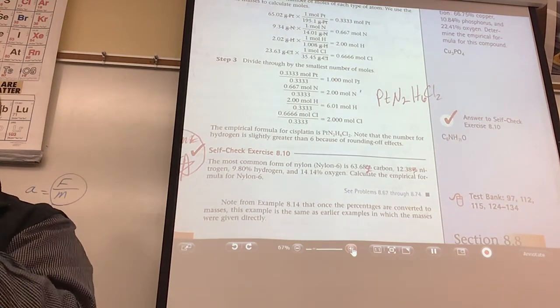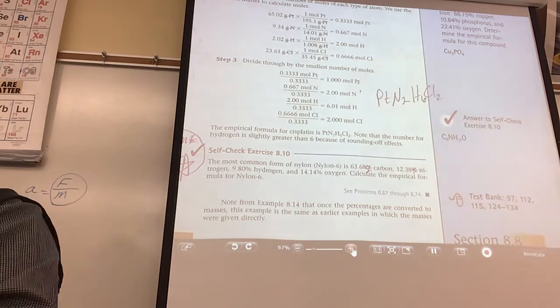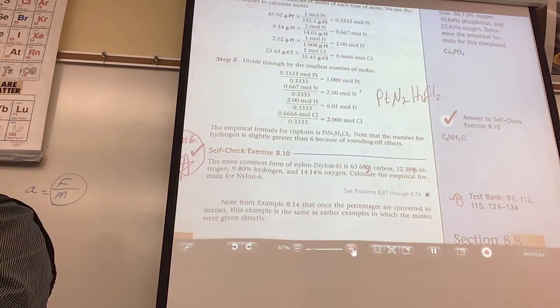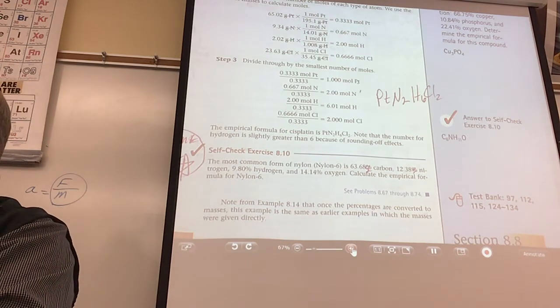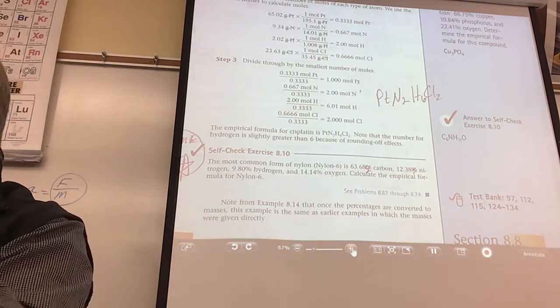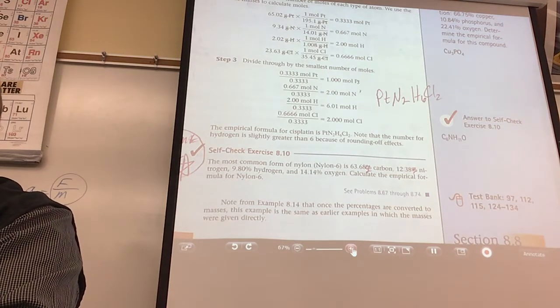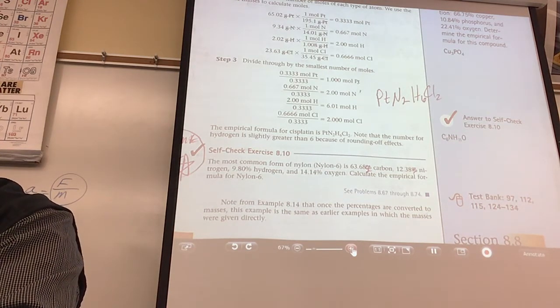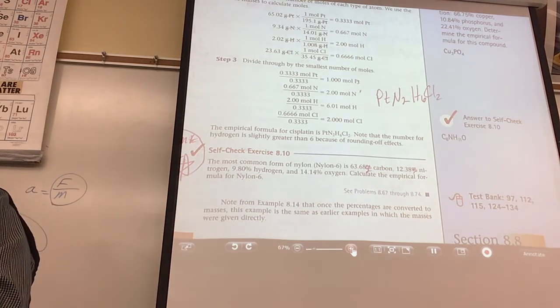If you're in the gram world, get out of the gram world, get in the mole world. And I got some ugly looking numbers. Divide by the smallest. What'd you get? 1, 2, 6, 2. See? And by the way, 1.99 is 2. 2.01 is 2. 1.7 is not 2. 2.3, that's not 2. You did something wrong, okay? What do you think?